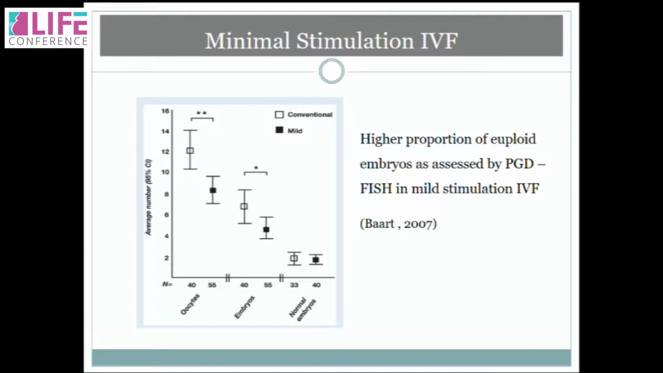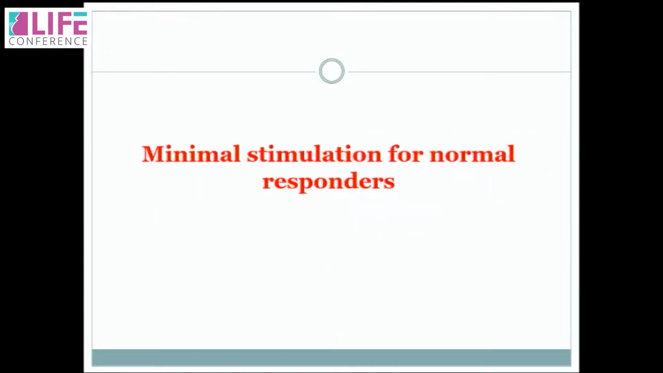As for euploidy in minimal stimulation cycles, there is nice evidence showing that we had lower aneuploidy in the minimal stimulation. If you look at these two cycles, we look at the oocytes, so that's the number; these are the conventional, these are the mild, so you see that these become lower because there were fewer eggs. But if we look at the embryos, we see that there is the same amount of euploid embryos in the minimal stimulation as in the normal stimulation.